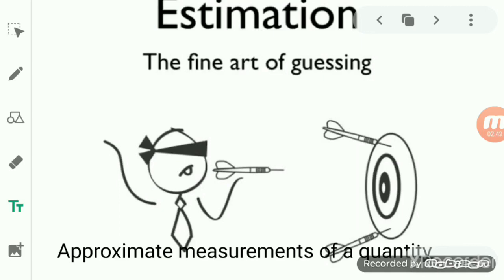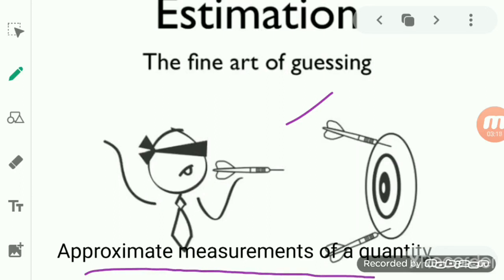So at times, we can take a rough idea about the measurement. A rough idea is sufficient for some objects. Now we can understand this: that is estimation. That rough idea is an estimation. What is estimation? It is basically getting an approximate measurement of a quantity. So we can define it as the approximate measurement of a quantity.